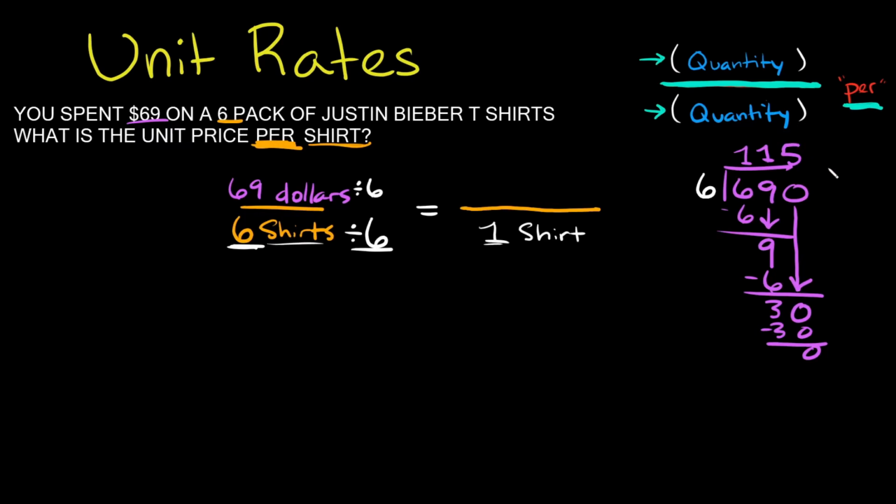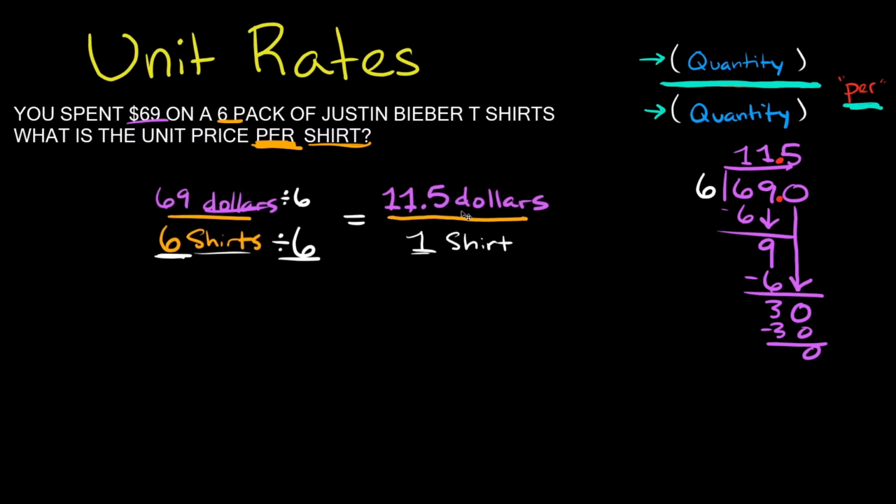Now, our answer right here is not 115, okay? Because remember, we divided 6 into 69. So that means there must be a decimal point right there, right? So since we have a decimal point right there, that means we have to bring it straight up right there, okay? So our answer is actually 11.5. And then I'll put that up here, 11.5. And what are our units? Dollars, right? Dollars.